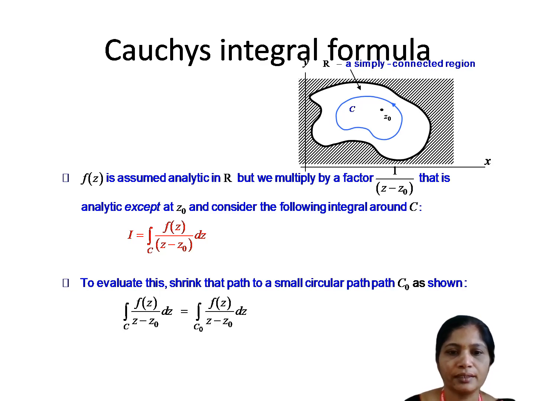So to evaluate this, we deform the path to a small circular path C₀ as shown, that is the integral over C of f(z) by (z minus z₀) dz is equal to the integral over C₀ of f(z) by (z minus z₀) dz. Then we have to show that the integral over C of f(z) by (z minus z₀) dz is equal to 2πi times f(z₀).